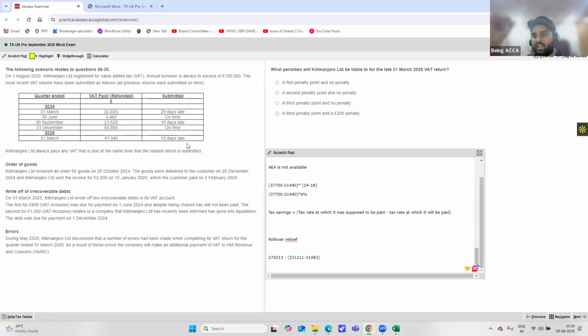That means every late filing will give you one penalty point. So since it is the third penalty, what will the penalty points be over here? We can directly identify. It will either be a third penalty point and no penalty, or a third penalty point and a £200 penalty. Which one will be considered?